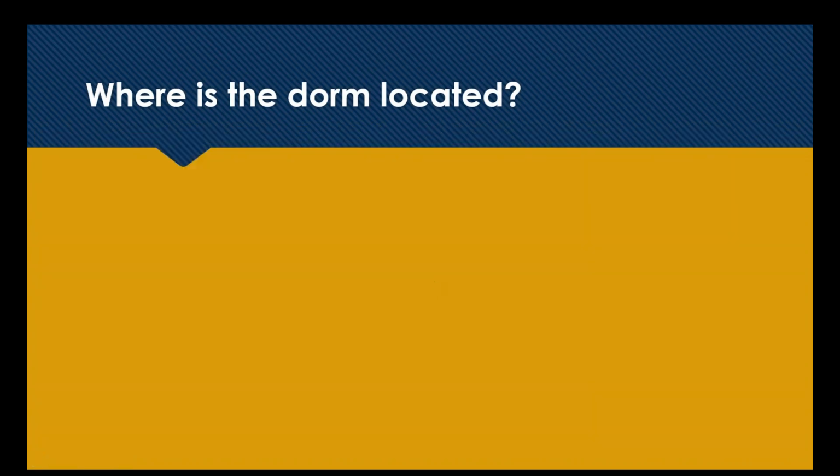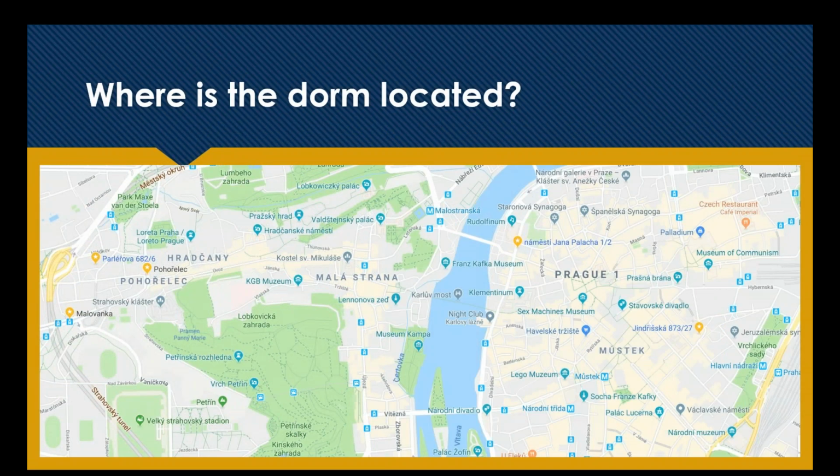If you zoom in to Prague city center, you'll see that all of these things are located in the city center. So your dorm is on a street called Parležova. And this is a Charles University dormitory in Prague 6, which is located just behind Prague Castle.